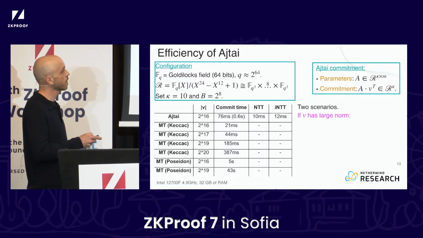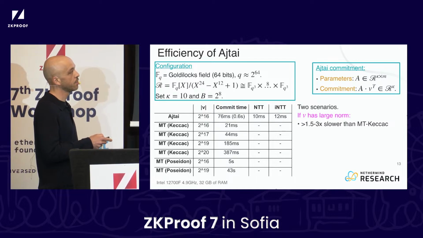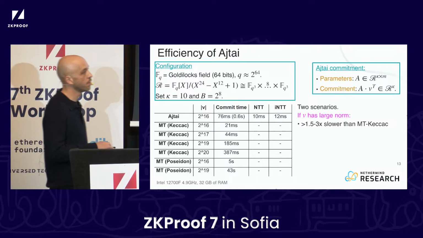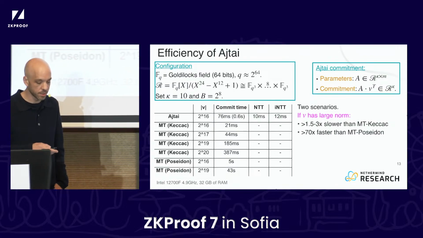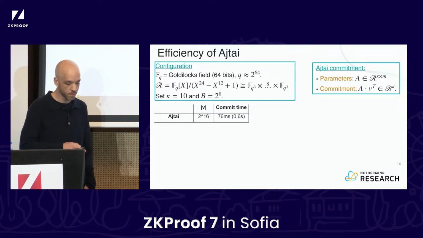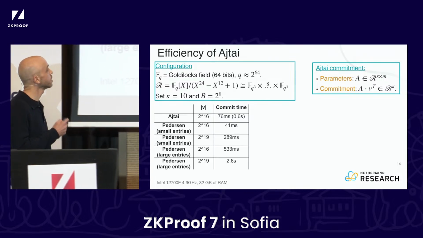If the vector has large norm, the commit time is half a second. It's up to 3 times slower than committing to a Merkle tree with Keccak. And still, it's much faster than Merkle tree Poseidon. And then if we compare the commitment cost with Pedersen commitments, we have the following.